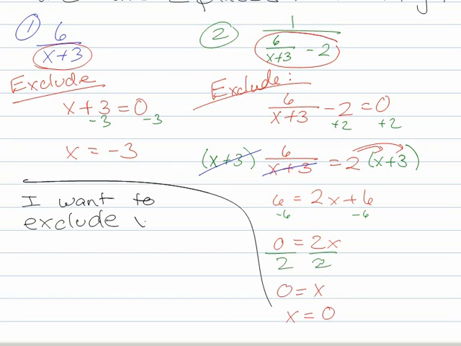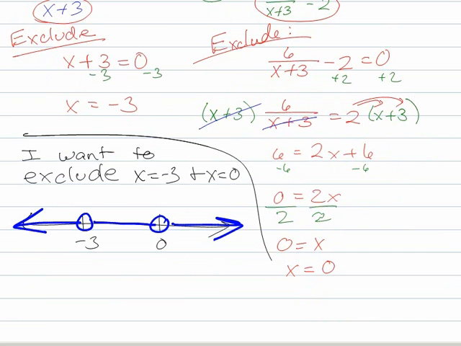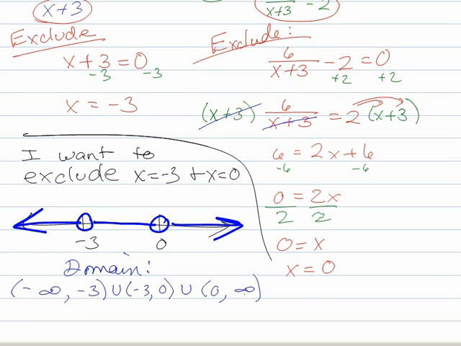So in summary, I want to exclude x equals negative 3 and x equals 0. So I draw myself out a number line, 0 and negative 3, exclude. So I go open holes, go off to the left forever and ever, fill in the middle, go off to the right forever and ever. So to write this up, my domain is going to go from negative infinity to negative 3, negative 3 to 0, and 0 to infinity.